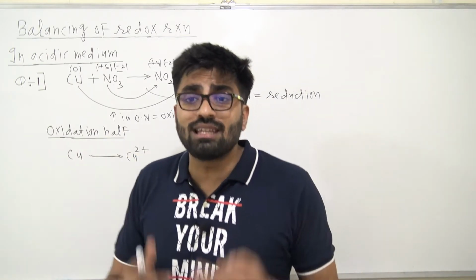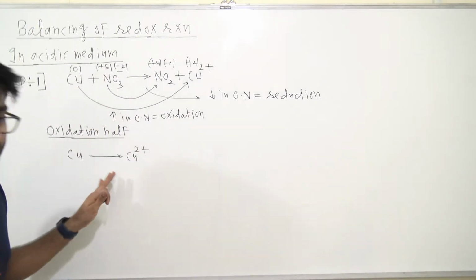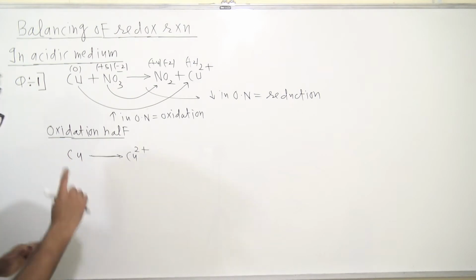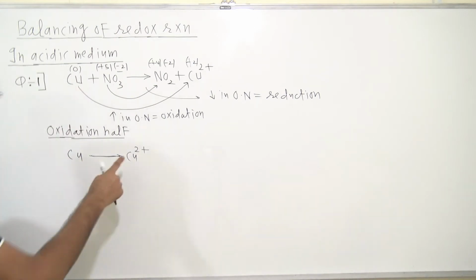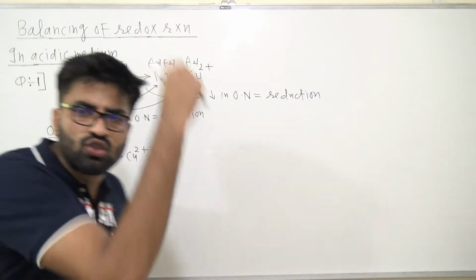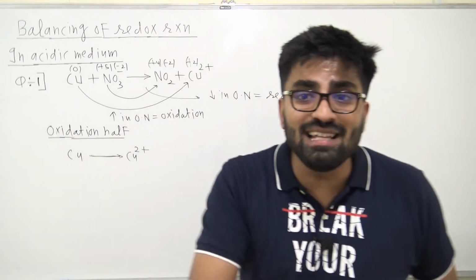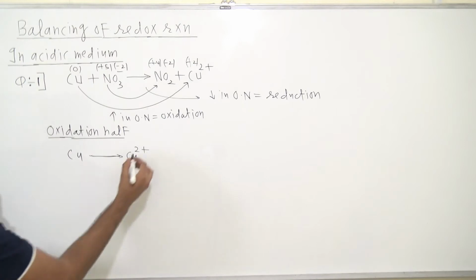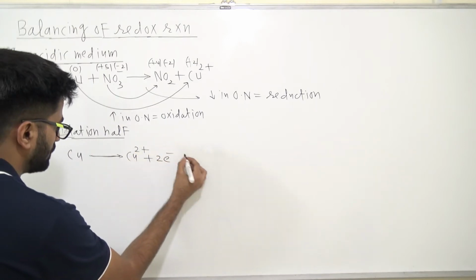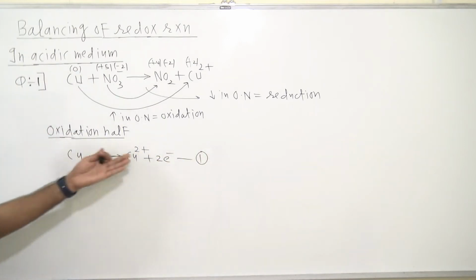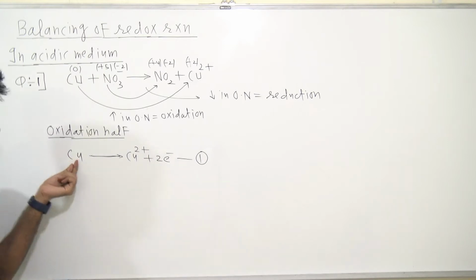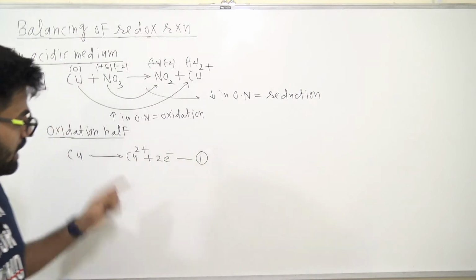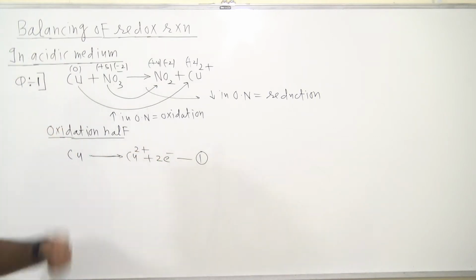Now how many electrons I should add will be decided by balancing of charge. Since here the charge is 0, in the product side also I want charge 0. Since in the product side we have +2 charge, I need to neutralize it by adding 2 electrons, one of the simplest methods. So you add 2 electrons. 0 charge here, +2 and -2 will cancel out each other, so here also the charge is 0. So this is your oxidation half.